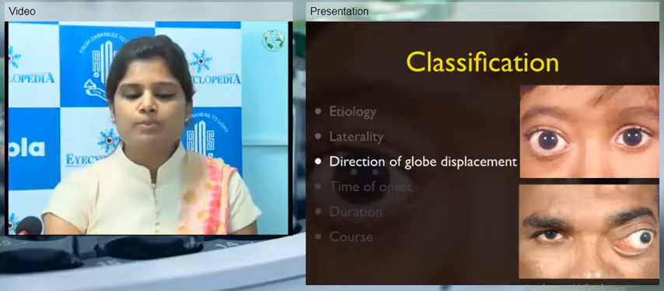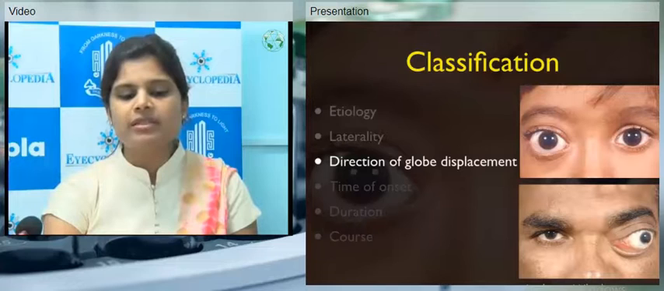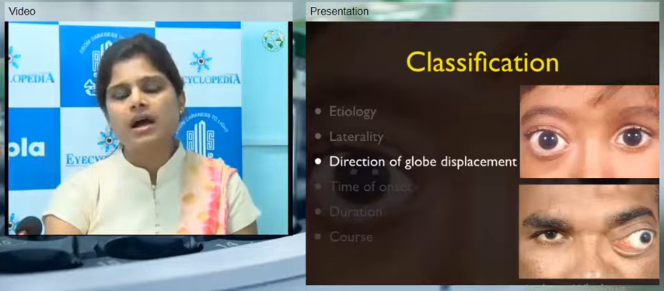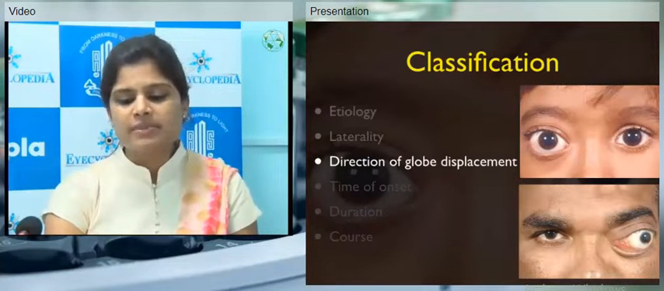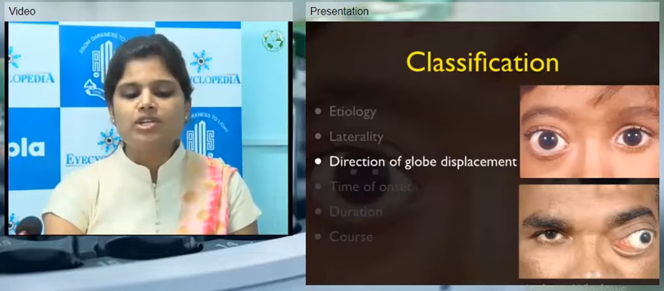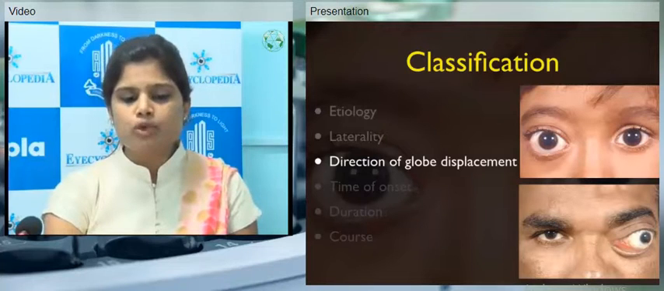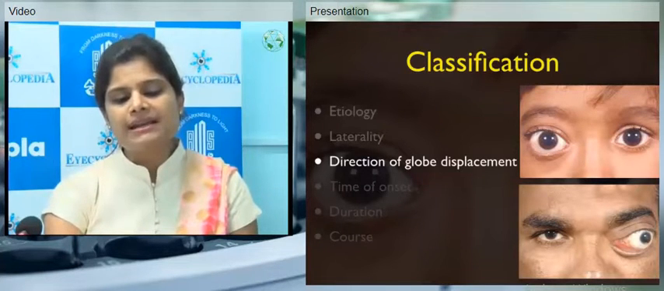Similarly, if the globe is pushed up and laterally, that means the lesion is sitting somewhere in the inferomedial quadrant. So in the inferomedial quadrant, again the common things that can occur are a schwannoma, especially if it is associated with the infraorbital nerve, or any lesion that is involving the lacrimal sac area. So this can push the globe upwards and laterally.